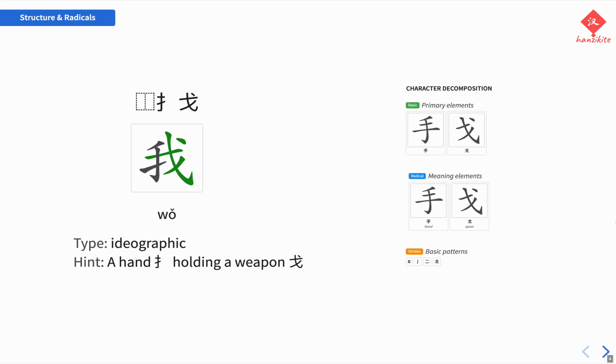This is an ideographic character. The character 我 is made of 手 meaning hand and 戈 meaning spear. Memory hint: a hand holding a weapon 戈.